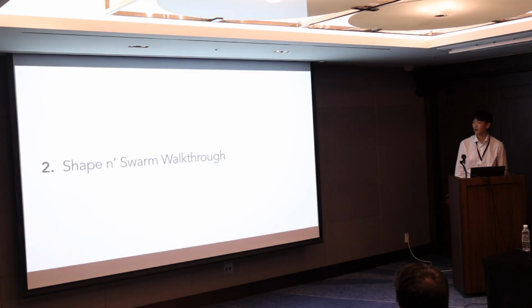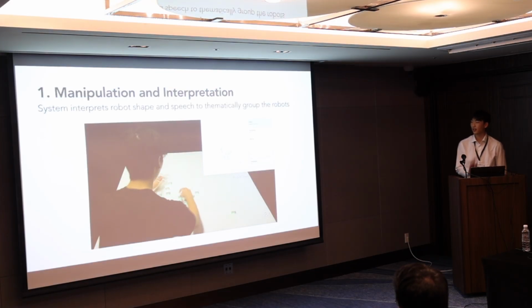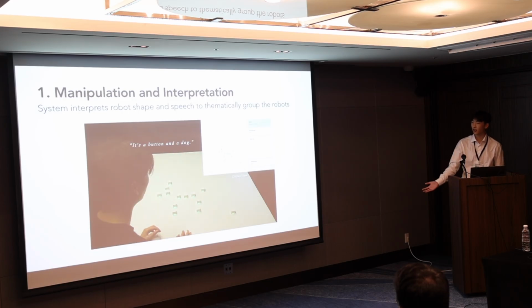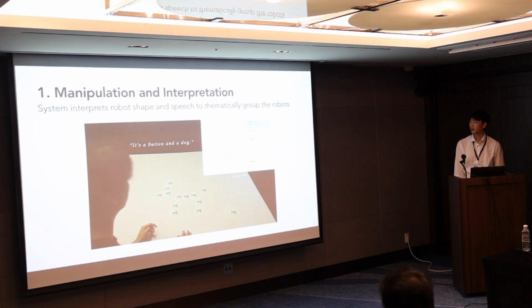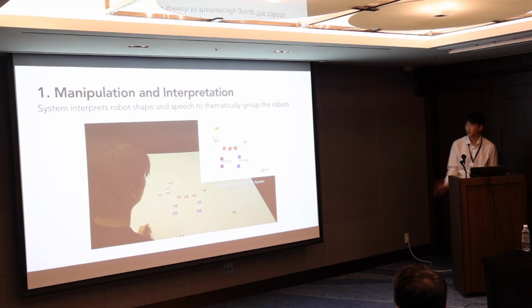Next, I'll walk through the authoring method and the different steps in our process. The first step is always for the user to hand create a shape and define what they've created. So in this case, I create a dog. What you'll see here is that the system is able to figure out which robots correspond to different parts of the animal. So you see that they're on the legs, and we'll see why this is really important in a moment.